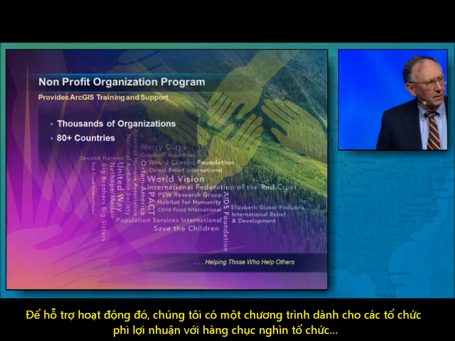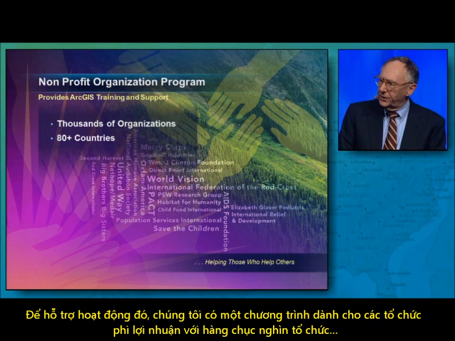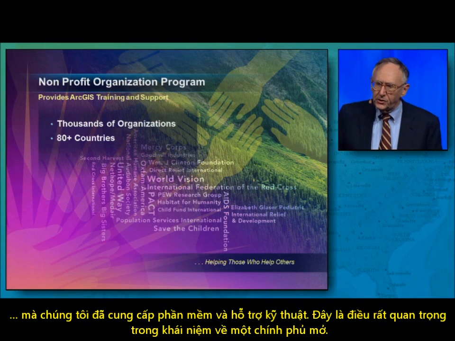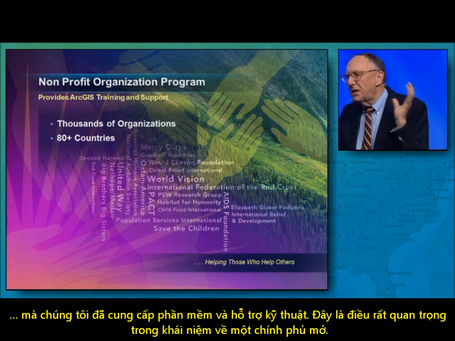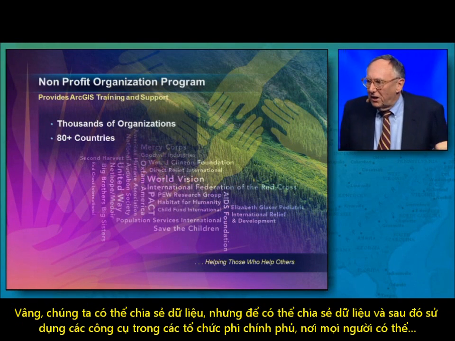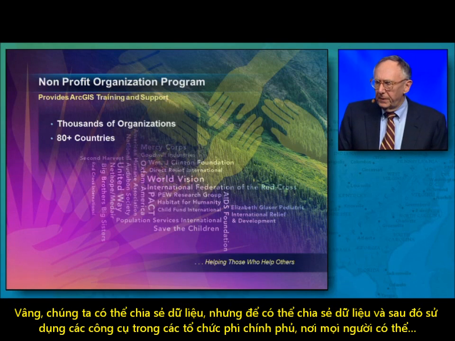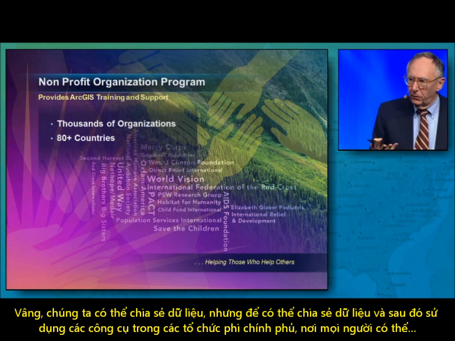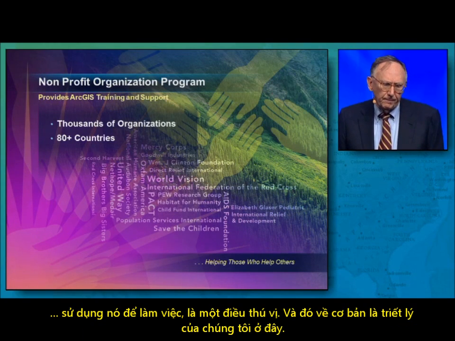For the support of that, we have a nonprofit organization program with actually tens of thousands now of organizations who we provide software to and technical support. This is very important in the concept of open government. Okay, we can share data, but being able to share data and then have tools in the NGO space where people can actually use it for real work is intriguing, and that's basically our philosophy there.